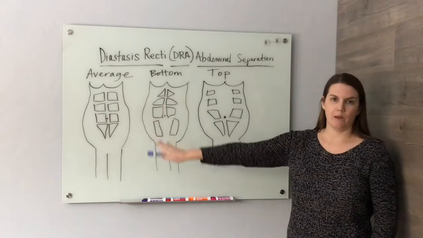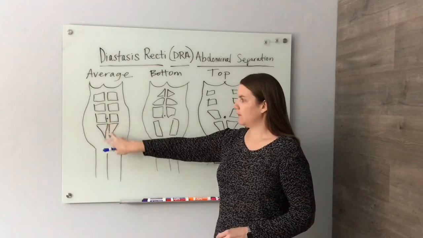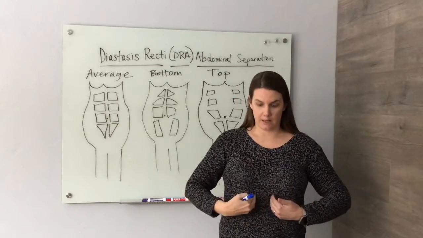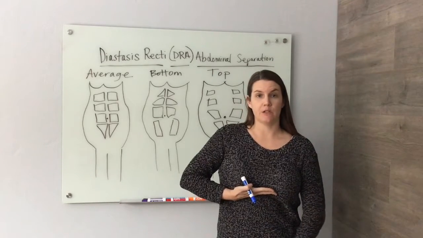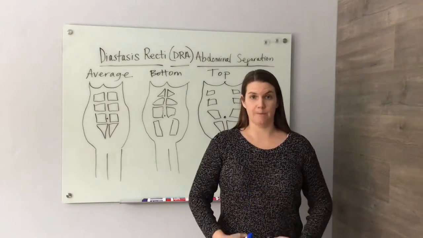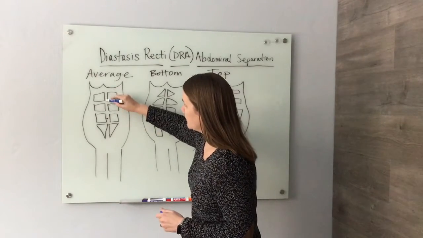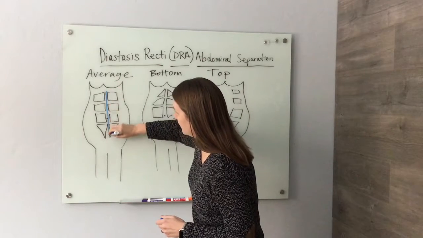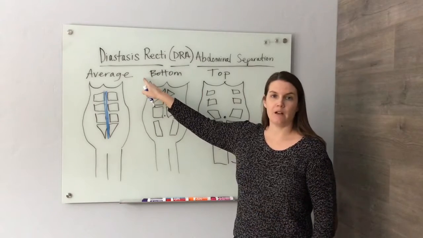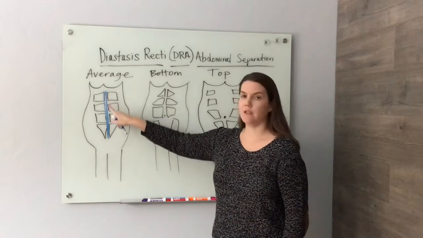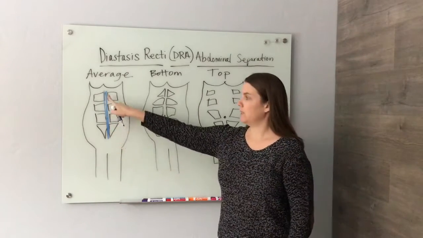So let's start here with the average person. This is your abdominal muscles, your rectus abdominis. So we're talking about right here in your body, basically from your bra line down to your pubic bone is where those muscles sit. The linea alba is this center portion, which is right here in the picture. And that's what we're talking about when we talk about a diastasis. We're talking about the integrity and also the width of this piece of tissue.